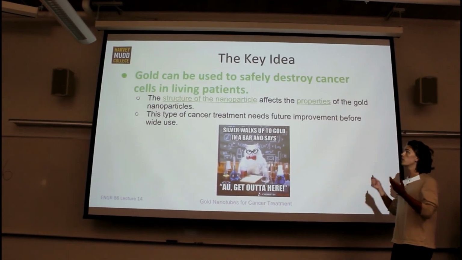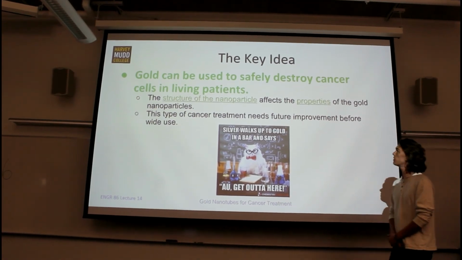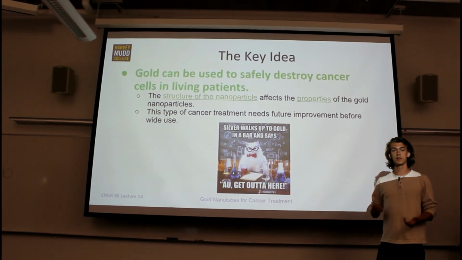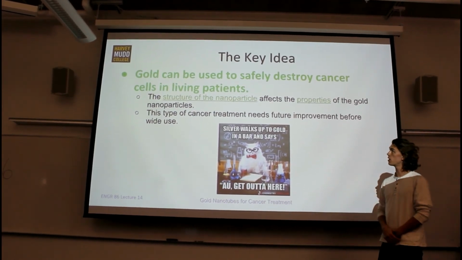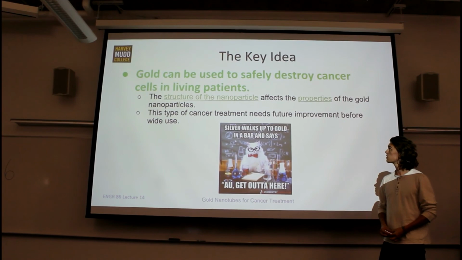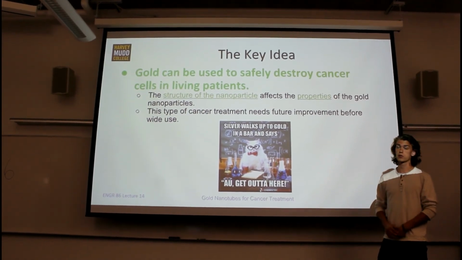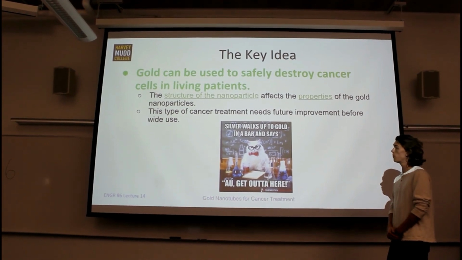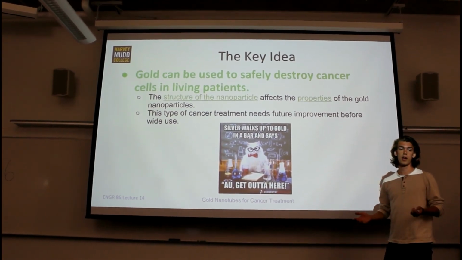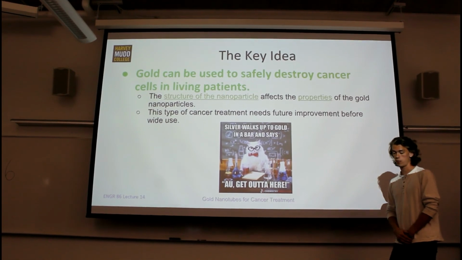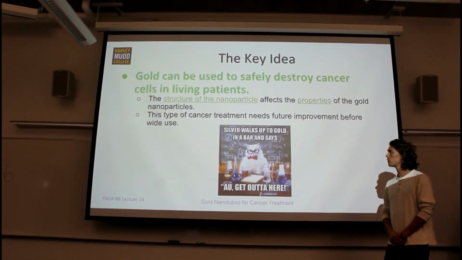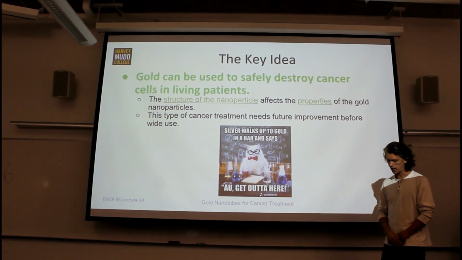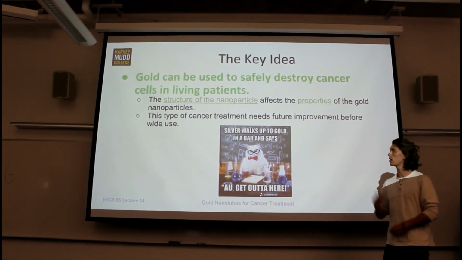So that brings us full circle, and as we've mentioned, gold can be used to safely destroy cancer cells in living patients, and ideally, eventually, living human beings. The structure of the nanoparticles was explained at the beginning of this, as well as the properties and how the particles are produced. And this type of treatment does need future improvement before it can see any sort of human trial or wide use at all. But the world is promising, and moving forward, you can clearly see how material engineering is going to be useful not only in design of large-scale structures, but actually in the medical world too.